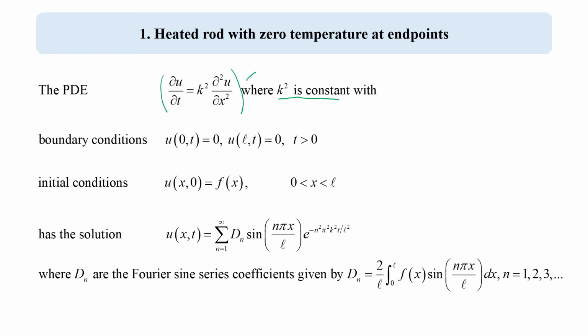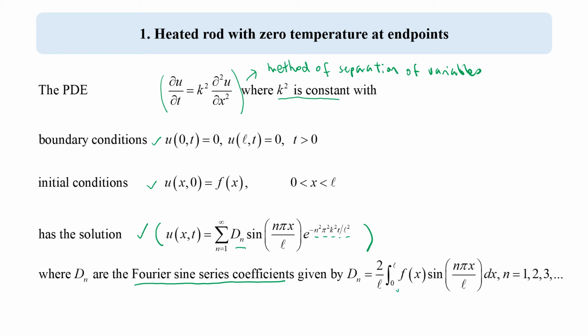Solving this using the method of separation of variables, we will get the solution of this PDE with the given boundary conditions and initial condition as the summation of d_n times sin(nπx/L) times e to the power of negative n squared π squared k squared t over L squared, where d_n is the Fourier sine series coefficient, given by d_n equals 2 over L times the integral of f(x) sin(nπx/L) dx, with limits from 0 up to L.